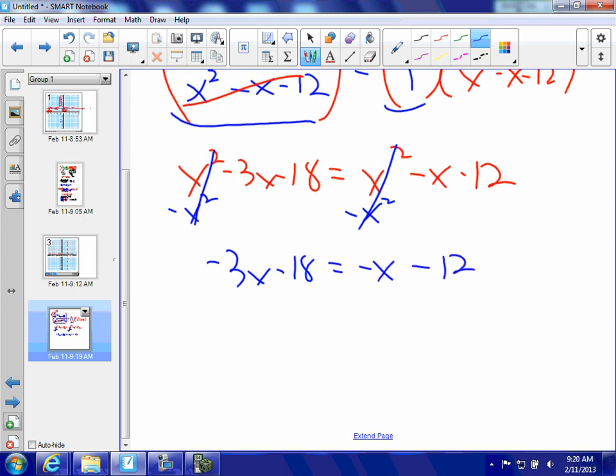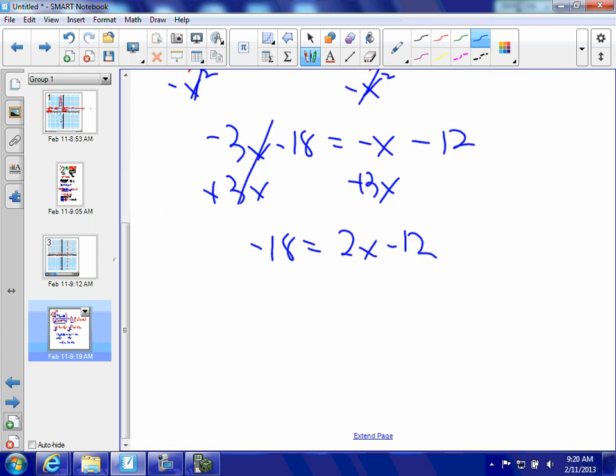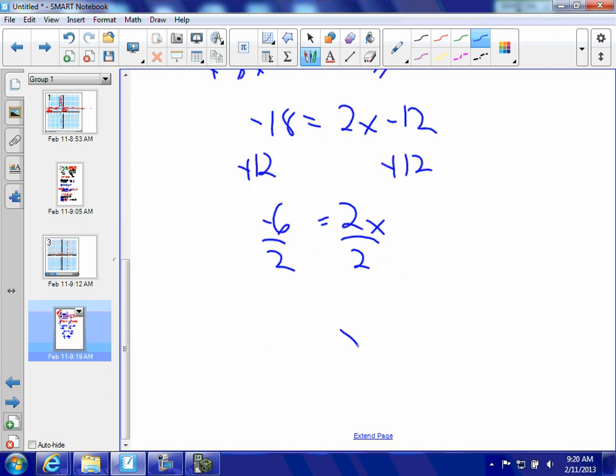So I'm going to add 3x to both sides because I like positive numbers. So that one's going to go away, and this is going to be negative 18 is equal to 2x minus 12. And so now I guess I'll add 12 to both sides, and I get 2x is equal to negative 6. And I divide by 2, and I get x is equal to negative 3. So that's telling me that's where I should have an intersection of my graph and my horizontal asymptote.